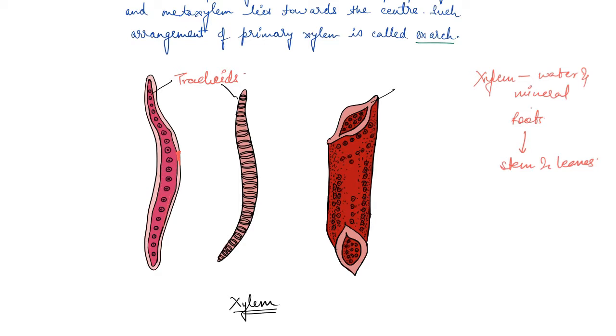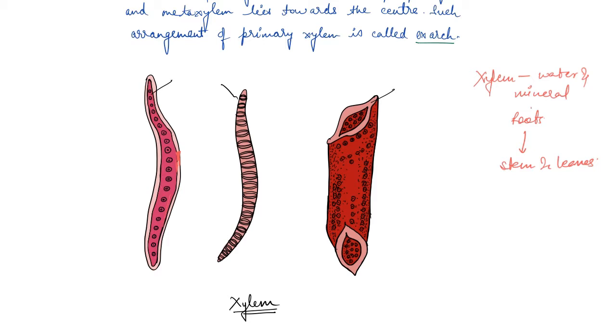Now the inner layers of the cell wall have thickenings which vary in form. In the case of flowering plants, tracheids and vessels, these two are the main water transporting elements. Remember that tracheids and vessels are basically the two main water transporting elements, right? So these basically are tracheids.